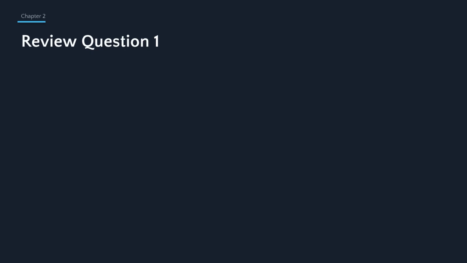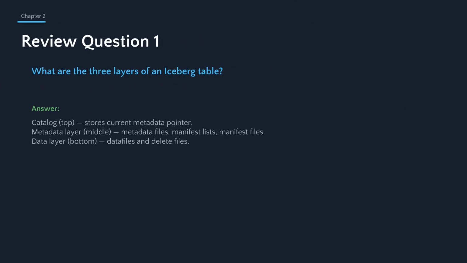Quiz time. Question 1. What are the 3 layers of an Iceberg table? The answer: the catalog layer at the top, which stores the current metadata pointer. The metadata layer in the middle, containing metadata files, manifest lists, and manifest files. And the data layer at the bottom, containing data files and delete files.